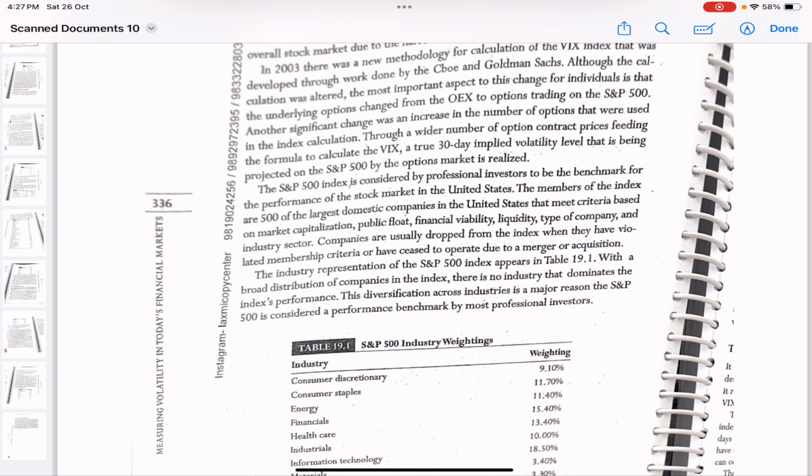That basically talks about how the stock market, or all the stocks in the market, behave by just looking at how the Nifty 50 index behaves. Similarly, in the US market, the S&P 500 is known to be the key index, the king index. The members of the index are 500 of the large domestic companies in the United States that meet criteria based on market capitalization, public float, financial viability, liquidity, type of company, and industry sector.